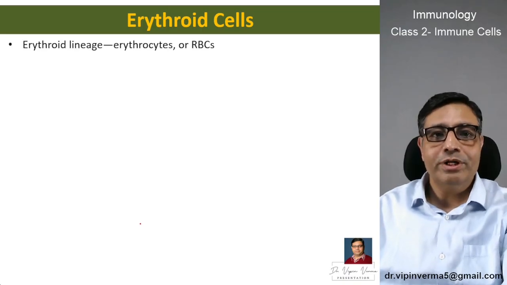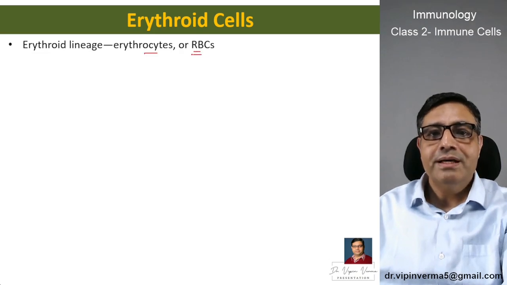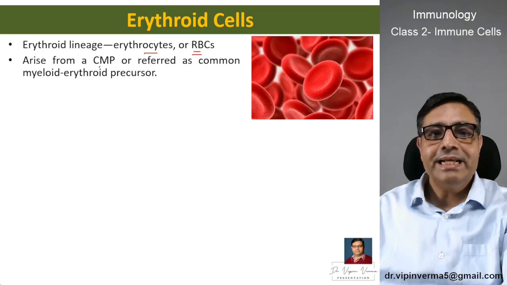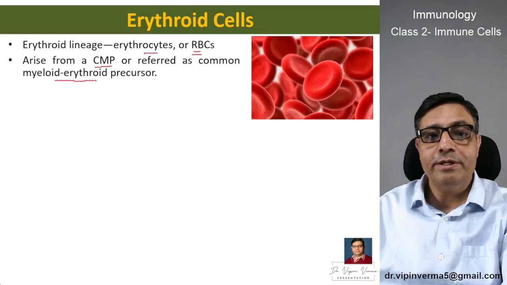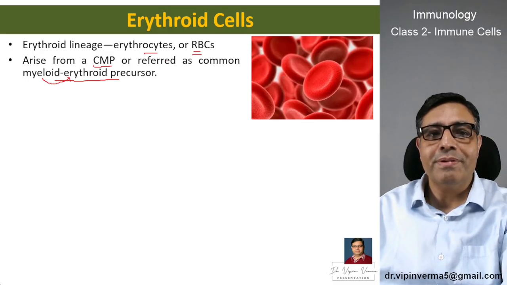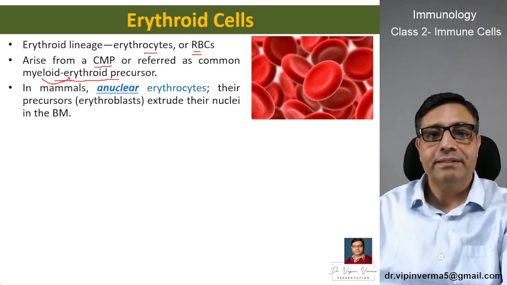Now come to the erythroid cells. Erythroid lineage forms erythrocytes or the red blood cells. So here you can see the RBCs. They arise from the common myeloid progenitor, okay, or we also refer to them as common myeloid erythroid precursors because they are from the myeloid lineage, but they are committed to the production of the erythrocytes. So these are the common myeloid erythroid precursor.